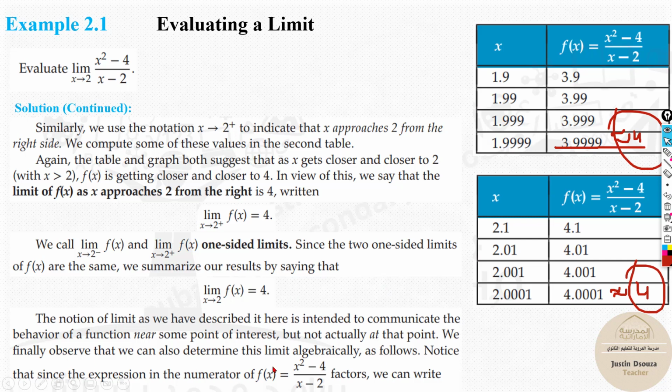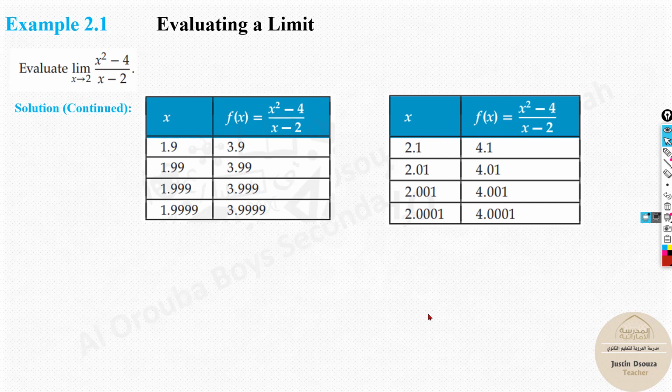So now see over here, the notation of the limit as we have described over here is intended to communicate the behavior of the function near some point of interest, not actually at it. This is very, very important. The point of interest was at x equal to 2, but not exactly at that point, near that point. Near this point it is almost 4, here also 4. So both sides correspond to the same answer, so we say it is 4. Okay, this is the thing.